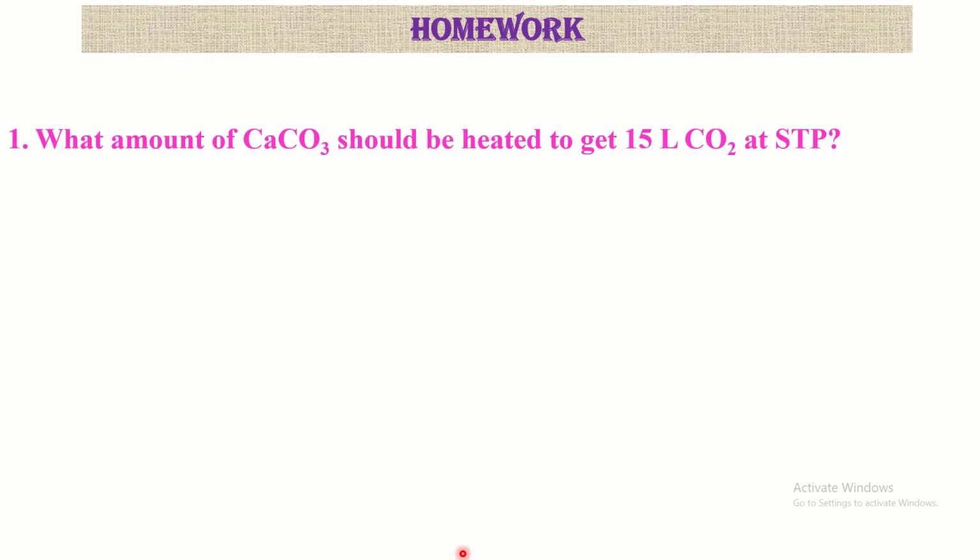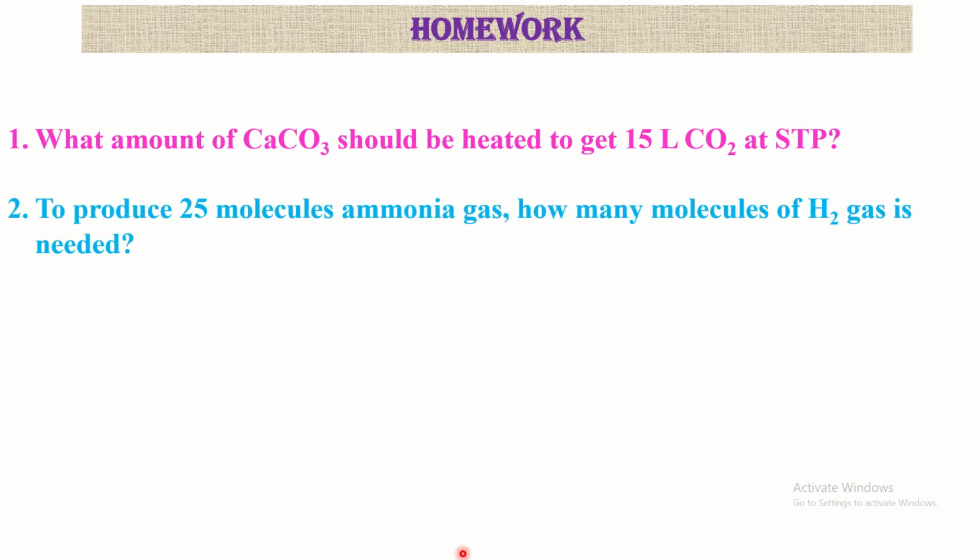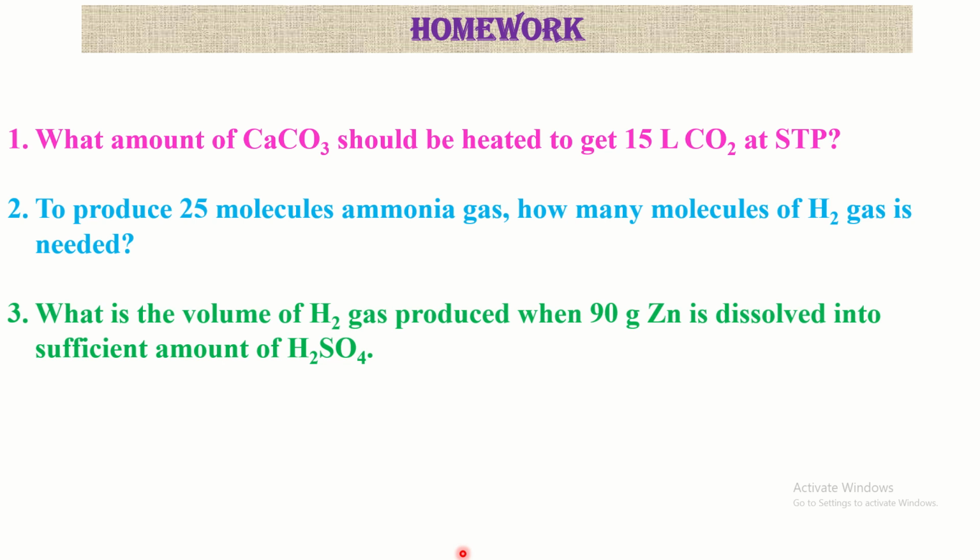This is your homework. What amount of calcium carbonate should be heated to get 15 liter carbon dioxide at STP? Number 2 math: to produce 25 molecules ammonia gas, how many molecules of hydrogen gas are needed? And number 3 math is, what is the volume of hydrogen gas produced when 90 gram zinc is dissolved into a sufficient amount of sulfuric acid?